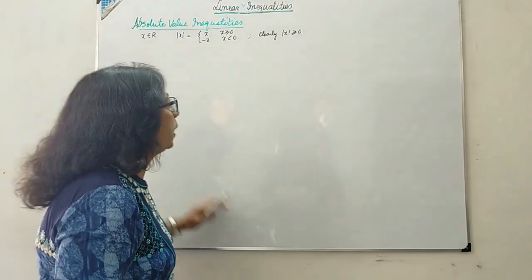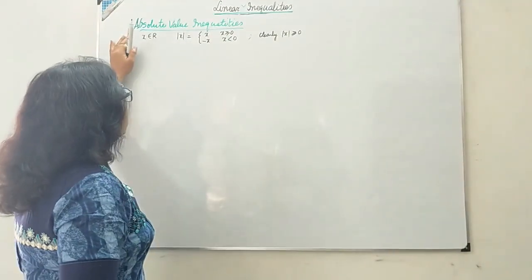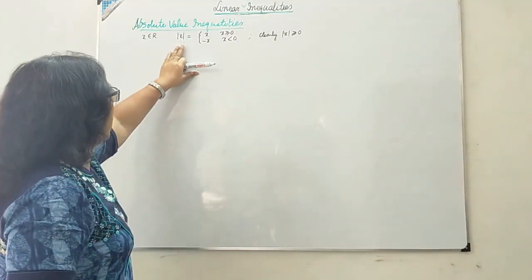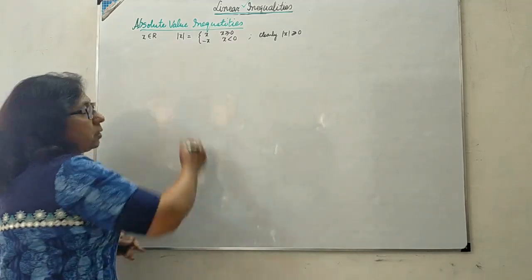In this video, I am discussing some different types of inequalities. These are called absolute value inequalities. You already have the definition of modulus x. Modulus is called modulus or absolute value or numerical value of x.